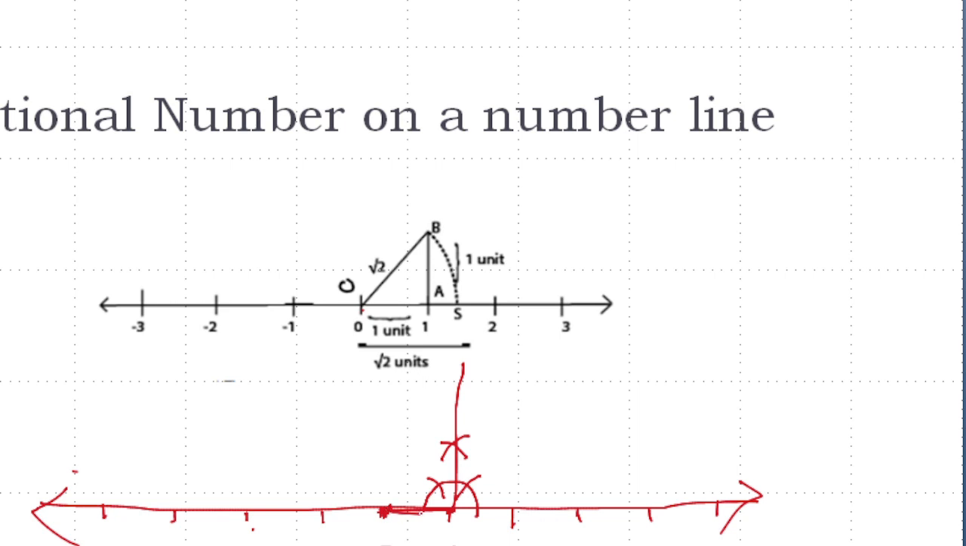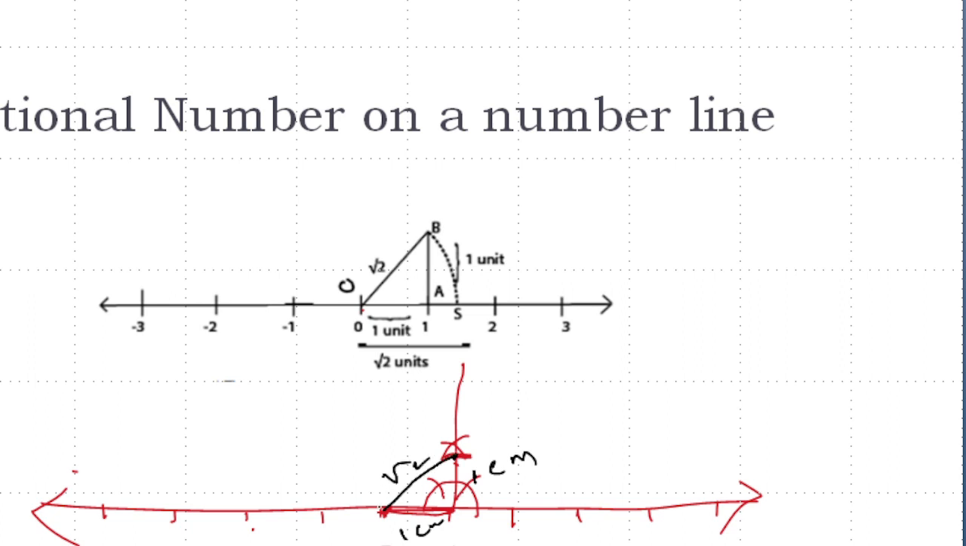Now here 1 centimeter we already got, so here again take the compass, measure 1 centimeter using a ruler, and mark another line. Now this is the point of 1 centimeter on this. This is 1 centimeter already, this is 1 centimeter, now join this, this is √2.